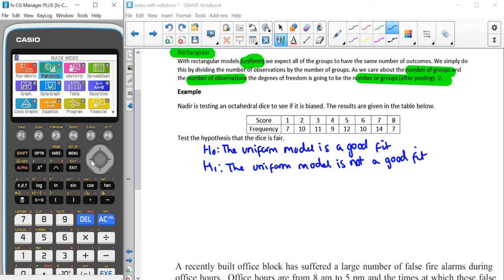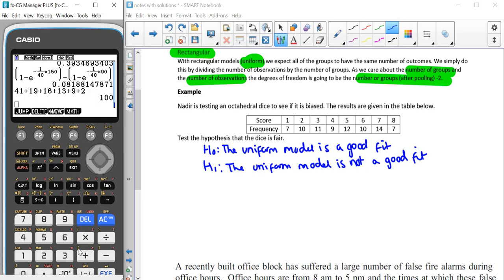So here we need to add up how many of our observations we have. 7 plus 10 plus 11 plus 9 plus 12 plus 10 plus 14 plus 7. Just double checking that I've typed all those in correctly, and I have, which gives me 80. I have 80 divided by my 8 groups, which means that for each of them my expected value is going to be 10.